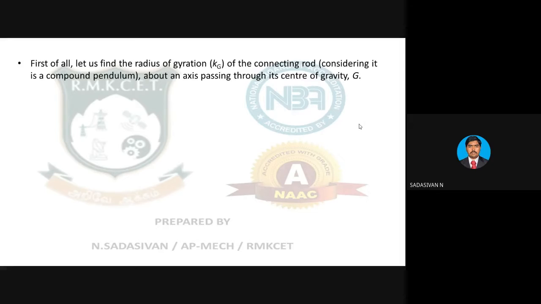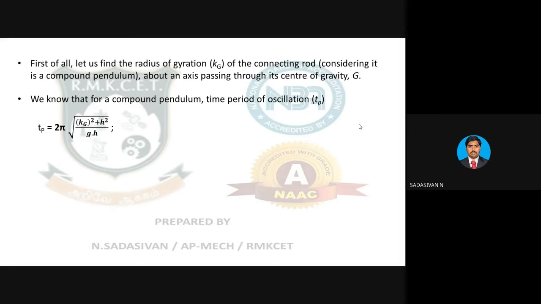First of all, let us find the radius of gyration. It is not given in the question. Only then can you equate L1 and L2. Find the unknown, kG, passing through the center of gravity. We know that for a compound pendulum, the time period of oscillation is 2 pi root of (kG square plus h square) by g h.